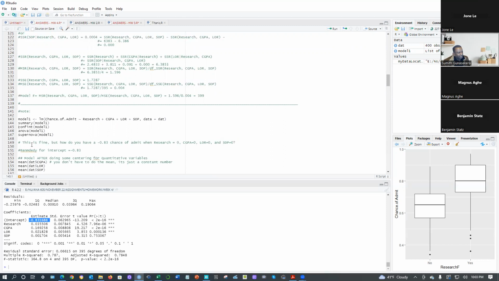Chance of admit cannot be negative. See, this is theoretically fine, theoretically okay. But how do you have a negative chance of admit when research, CGPA, LOR are all zeros? It's the intercept. The intercept is negative.